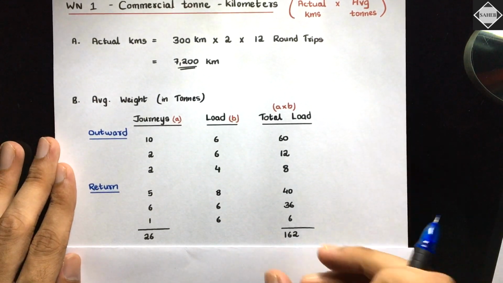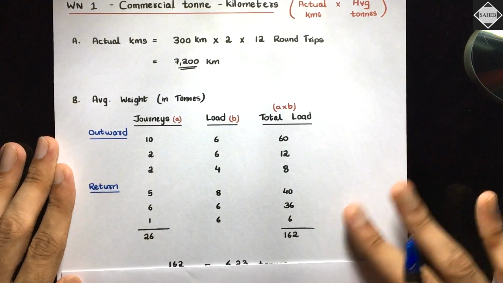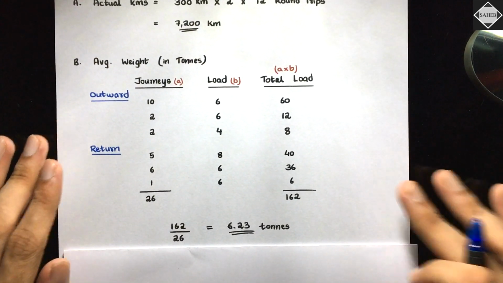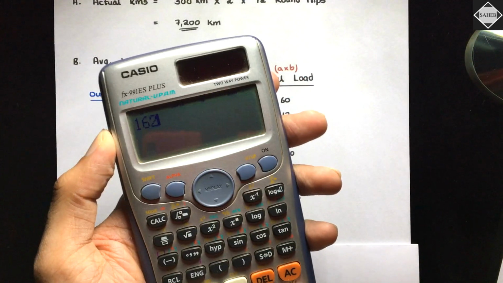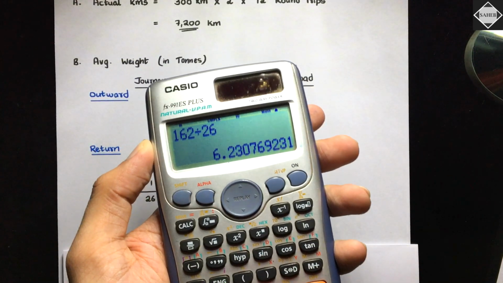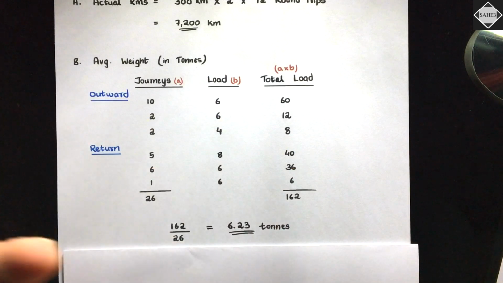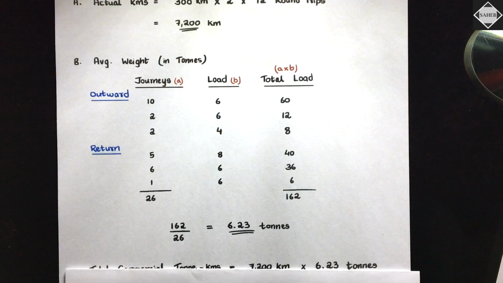Now to get the average, 162 divided by 26, total load divided by number of journeys, you will get the answer, that is 6.23 tons, right? If you do it in calculator, see here how much are we getting? 162 divided by 26, that is equal to, see, 6.23076. You can keep 4 decimals, 3 decimals, but minimum 2 decimals you have to keep, or just keep 4 decimals, that's also fine. Okay, right, so that's what you have to do.